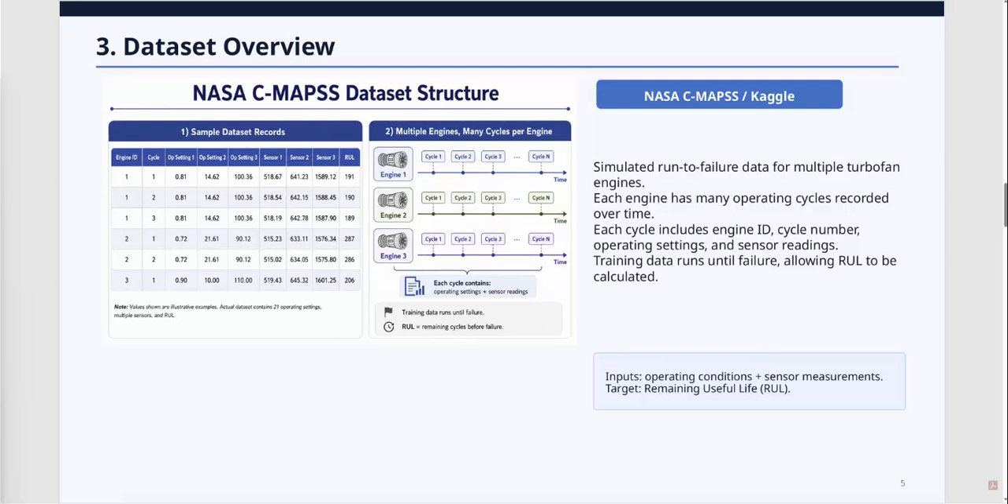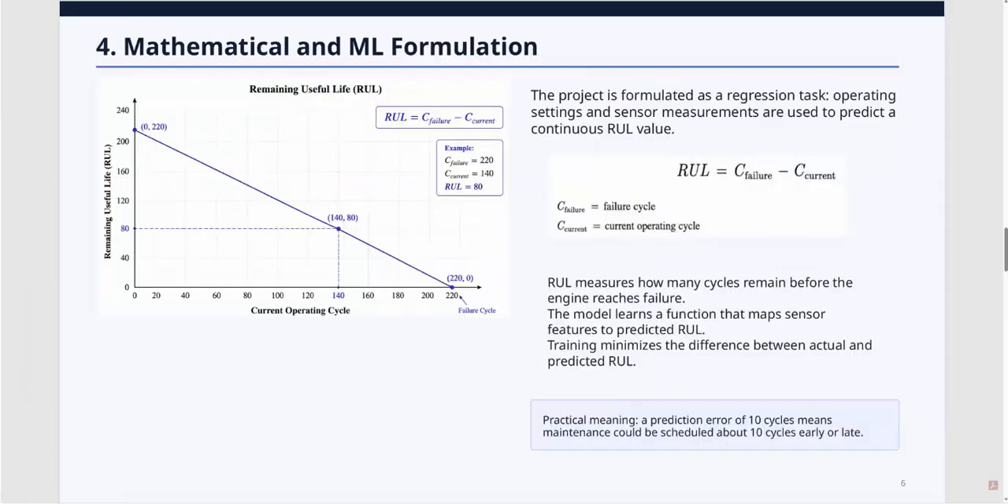After understanding the structure of the dataset, we can now define the prediction task more formally using mathematical and machine learning notation. For each engine, if the failure cycle is known, RUL at a given current cycle can be calculated by that formula, where C_failure is the cycle at which the engine fails, and C_current is the current operating cycle. For example, if an engine fails at cycle 200 and the current cycle is 150, then the RUL is 50 cycles.